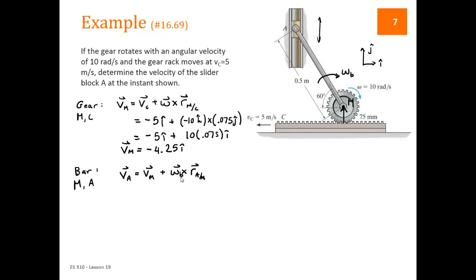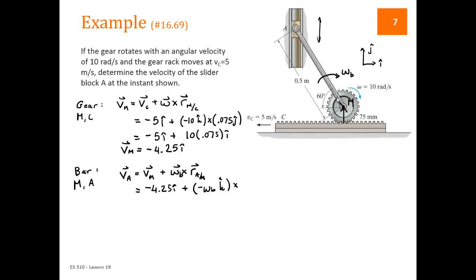So this is omega of the bar, and this is the position of A as measured from M. If we fill these in, we know VM, that's negative 4.25 i hat. Omega B we do not know, but we do know it's in the k direction, and it's in the negative k direction the way I drew it. So it'll be negative omega B k hat crossed with r of A relative to M.